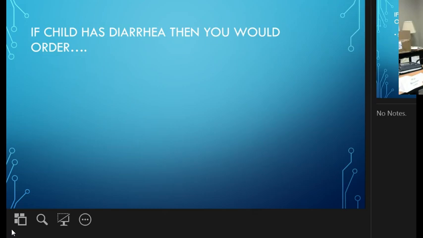What if the child has diarrhea? What might you also add to this order set? Yes, you would add a stool culture.